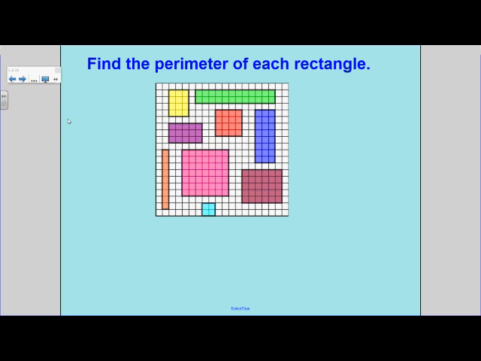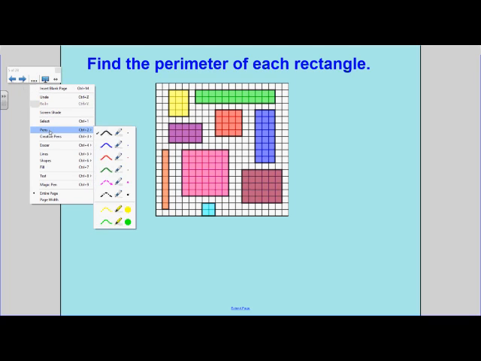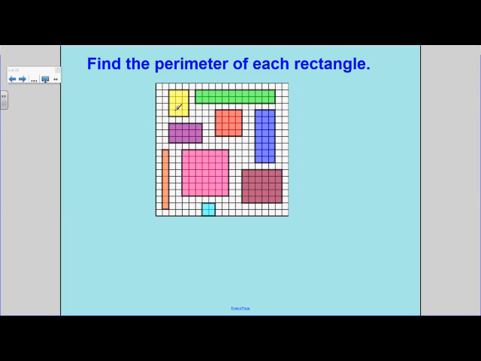It says find the perimeter of each rectangle here. You have the same lineup on your sheet. I'm going to do a couple with you, and then I'd like for you to pause the video and finish out all of these. I'll do this yellow one. I'm going to do the perimeter here. This is 1, 2, 3, 4 in length. It's a rectangle, so I know it's 4 on both sides. This is 1, 2, 3. This is 3. And 4 plus 3 is 7, plus 4 more is 11, plus 3. The perimeter is 14.